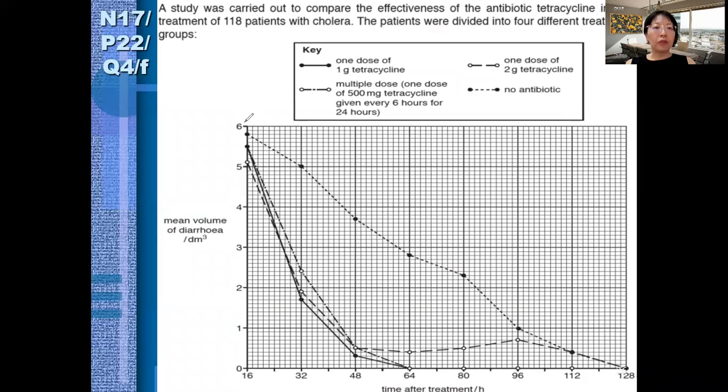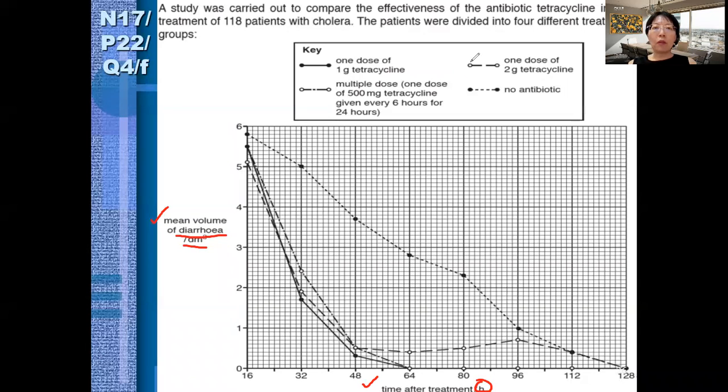So this is a graph. So whenever you look at the graph, you have to check what is the y-axis, mean volume of diarrhea. Please learn up the spelling of diarrhea, all of you. You must know how to spell diarrhea, okay, in decimeter cube. And then x-axis is time after the treatment in hours.